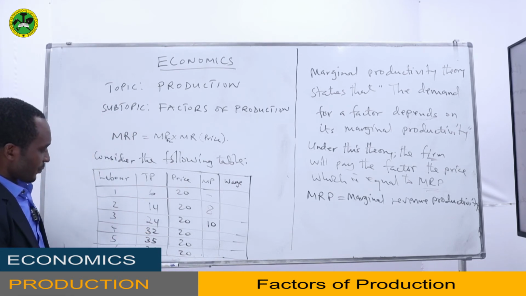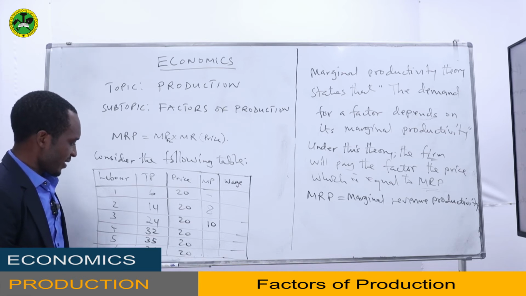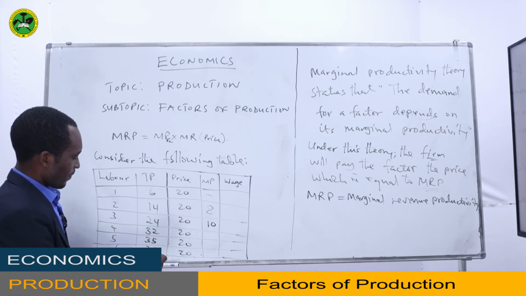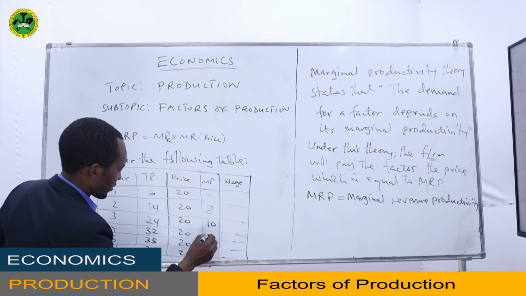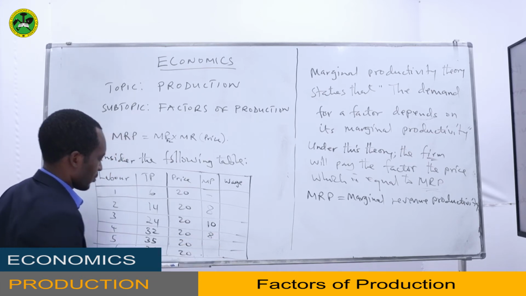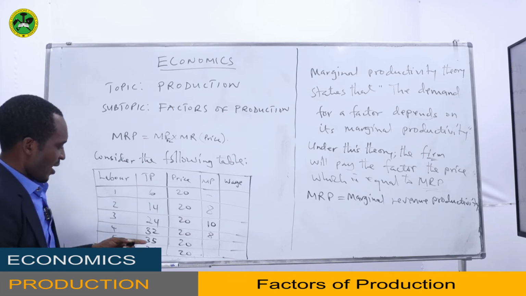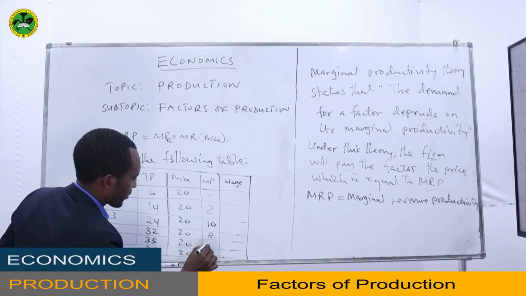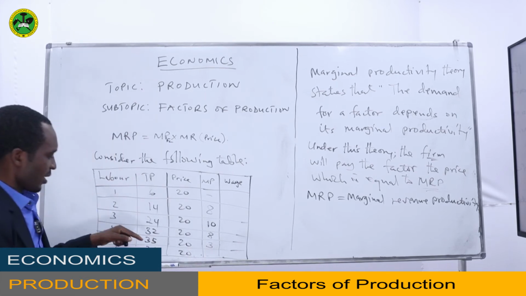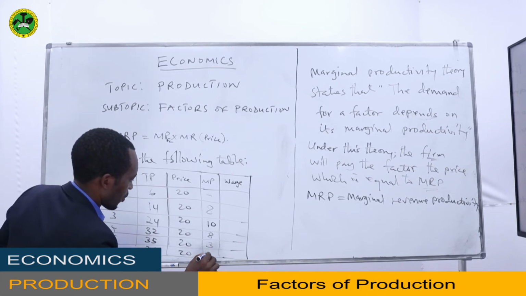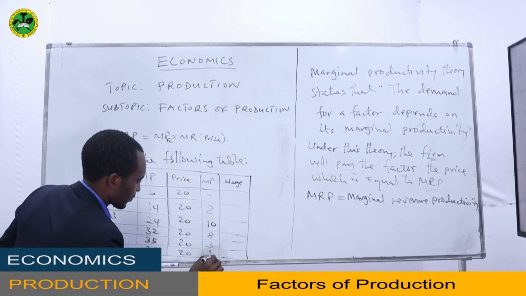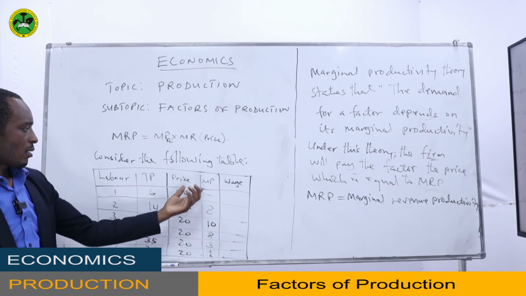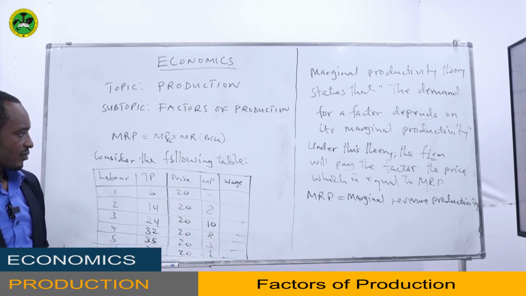And here, when we find the difference, it will be 8. And here the difference will be 3. And here the difference will be 1. So these are the marginal product.